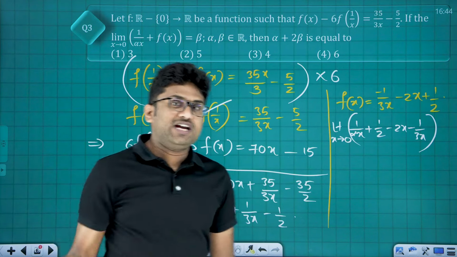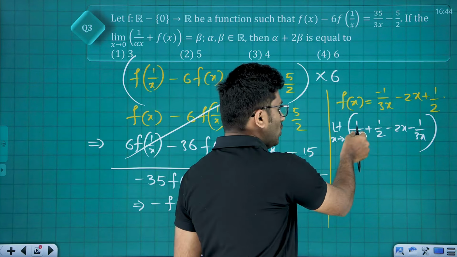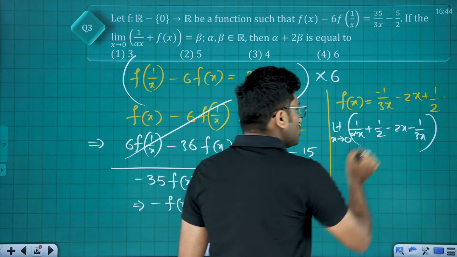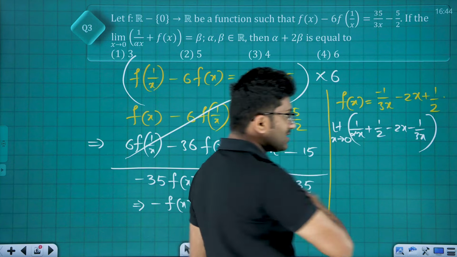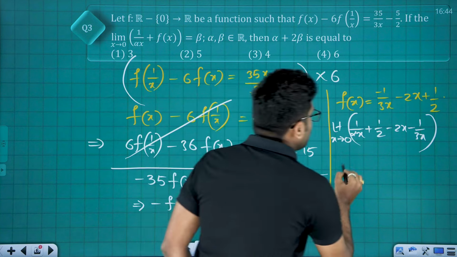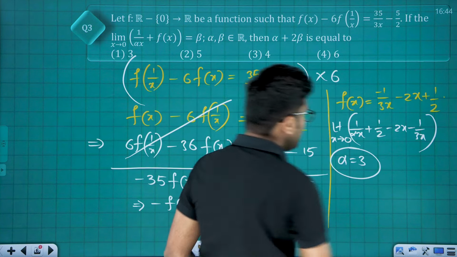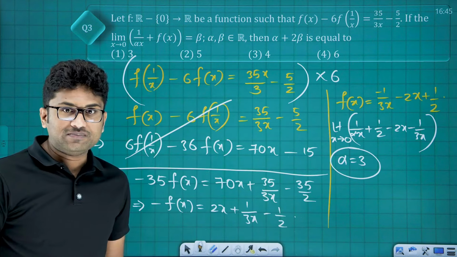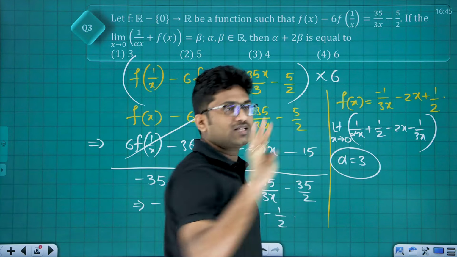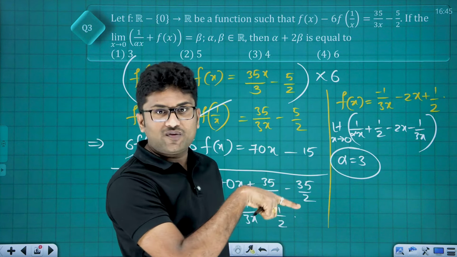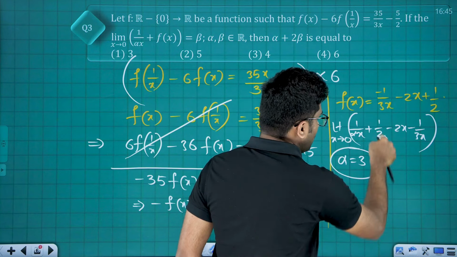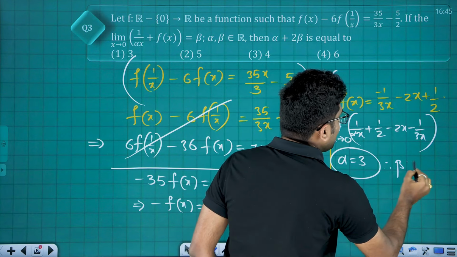See, if beta is to be finite, friends, when you put x equal to 0, 1 by 0 is infinity. So this term should be removed: the 1 by alpha x and 1 by x terms should cancel. To remove that 1 by x, alpha should be equal to 3, friends. Clear now? Alpha is directly equal to 3. Because if alpha is 3, 1 by 3x minus 1 by 3x will be cancelled. Then only this will be finite. Now, if alpha is 3, this will be cancelled and at x equal to 0, it is 1 by 2. Therefore, beta is equal to 1 by 2.